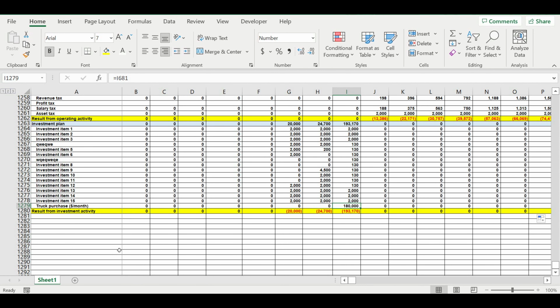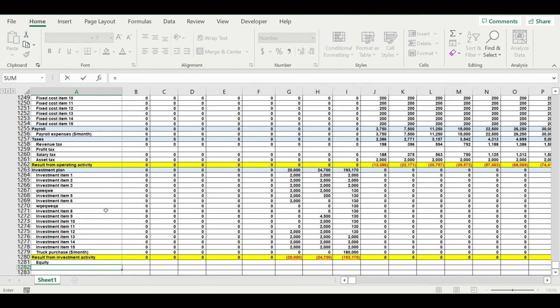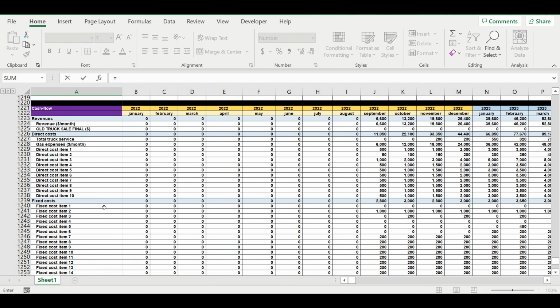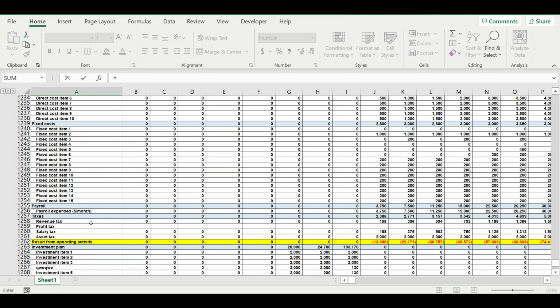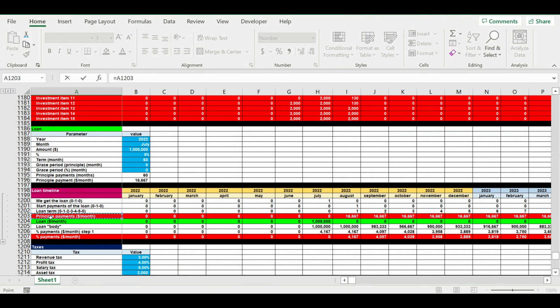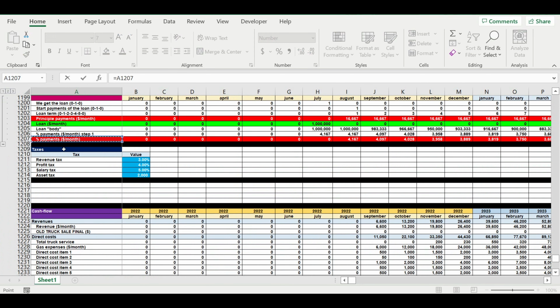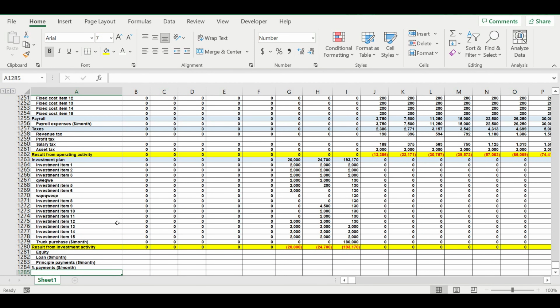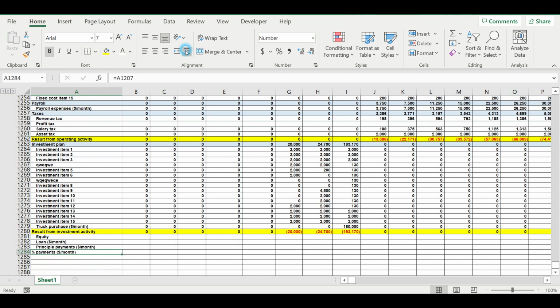Then we move to our financing activity. First we start with equity. Then we move forward with the loan. Here we take the loan. This is the line for principal payment. This is the line for interest payments. This is the line for leasing payments.